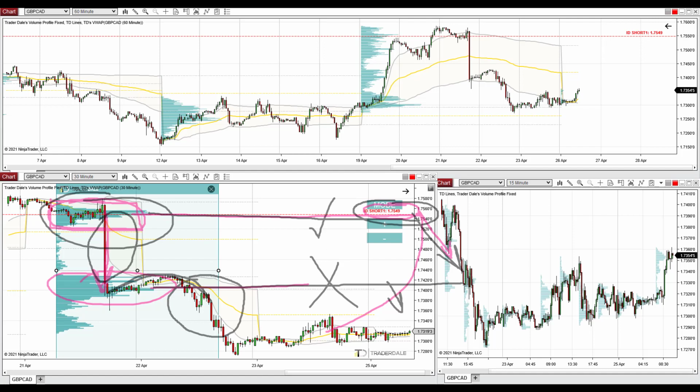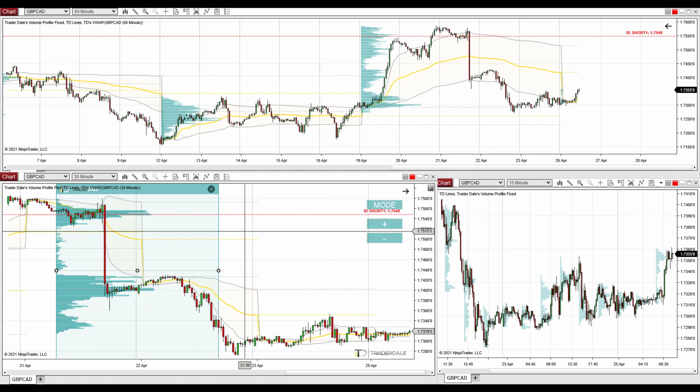Alright, so that's for the British pound, Canadian dollar. Now this pair is pretty volatile, so you want to be careful with this one. Probably use smaller trading position, bigger stop loss, bigger take profit. Alright, so that's for that.